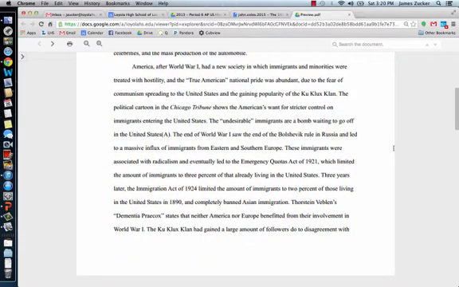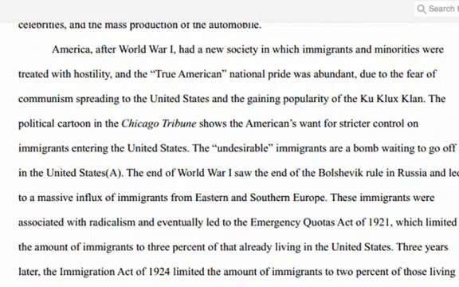In the first body paragraph, I want to point out, first of all, the importance of the topic sentence. The topic sentence is really going to help us to organize what this paragraph is about. This particular topic sentence is: America, after World War I, had a new society in which immigrants and minorities were treated with hostility, and true American national pride was abundant due to the fear of communism spreading to the U.S. and gaining popularity in the Ku Klux Klan.